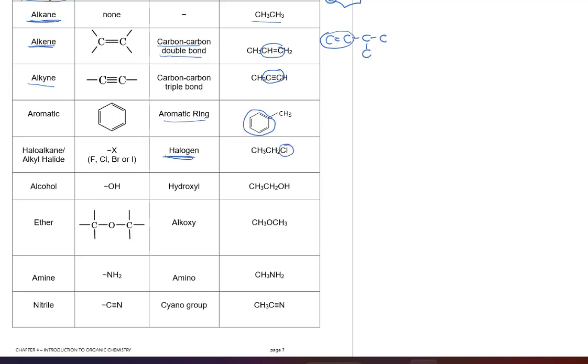Okay, next is alcohol. The name of the functional group is hydroxyl, so OH. OH is also known as hydroxyl. Next is ether. The name of the functional group is alkoxy, COC. And then next is amine, amino, NH2. Next is nitrile, cyano group, so CN.